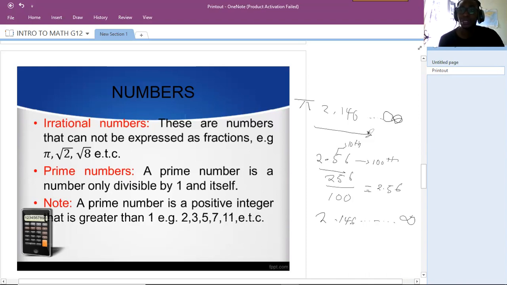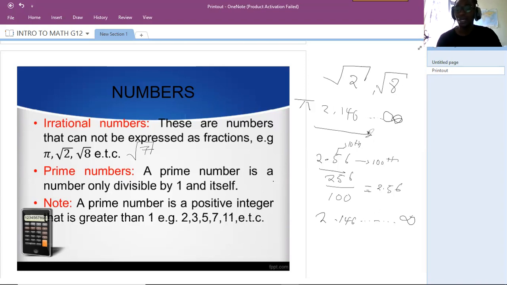Therefore, we cannot express this number as a fraction. It becomes an irrational number. Another example is the square root of 2, the square root of 8, and also, I didn't include it here, but the square root of 7 is also an irrational number. So if we can't put that number as a fraction, if we can't have the numerator above and the denominator below, we cannot express that number as a fraction. It becomes an irrational number.